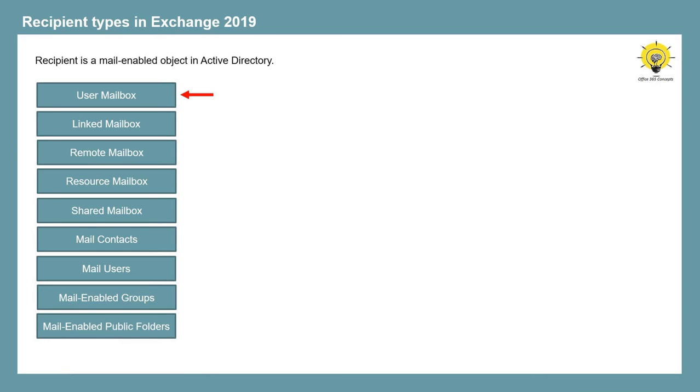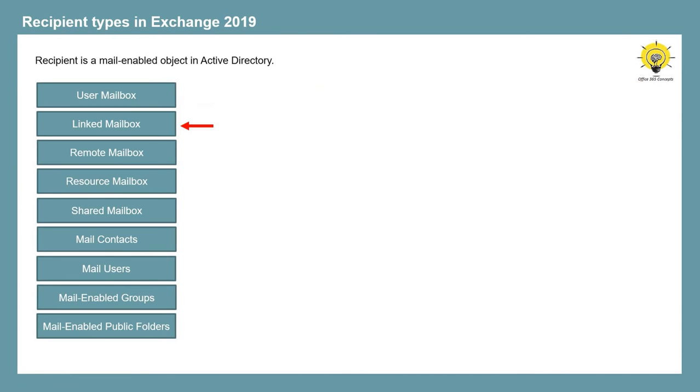A user mailbox is a mail-enabled object that has a user account in Active Directory and has a mailbox assigned. A user mailbox can send and receive emails, can access calendar, and other Exchange services. Users who have a mailbox can use multiple client applications to access their mailbox contents or to send and receive emails. For example, they can use Outlook client, Outlook on the web, or Exchange ActiveSync to access their mailbox contents.